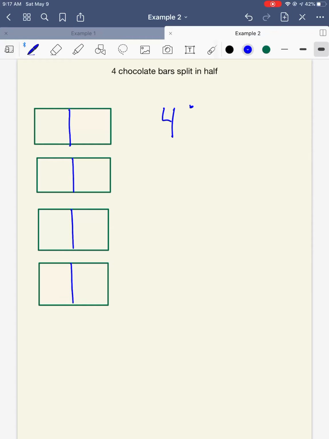So we had 4 chocolate bars, obviously. And again, we split them into equal parts, so that is division. So that's 4. And what do we divide them into? Well, we split them in half. So we divided by a half. And what did that leave us with? Well, I didn't do it yet, so let's figure it out now. We've got 1, 2, 3, 4, 5, 6, 7, and 8. So we have 8 parts. So 4 divided by a half is 8.